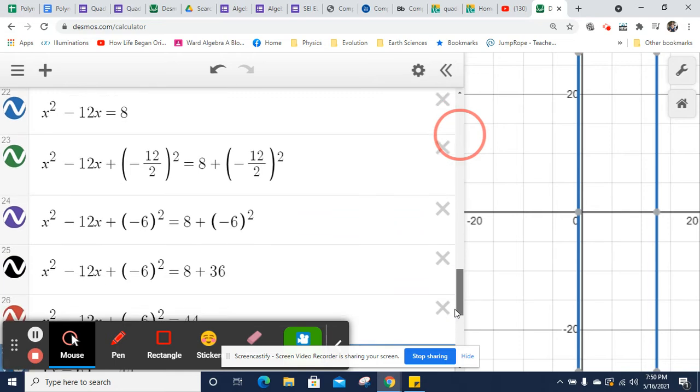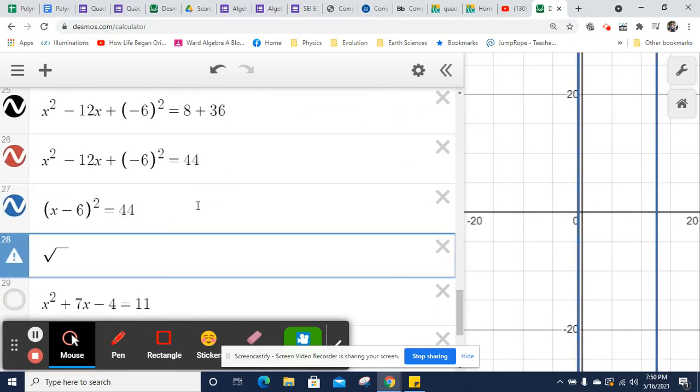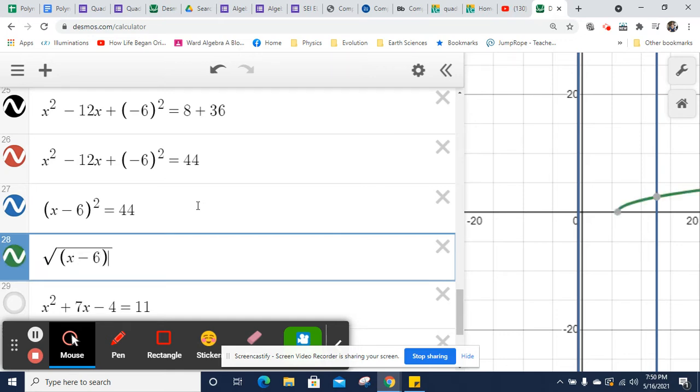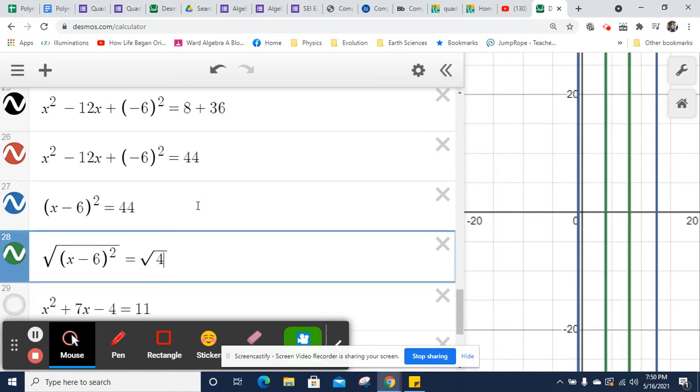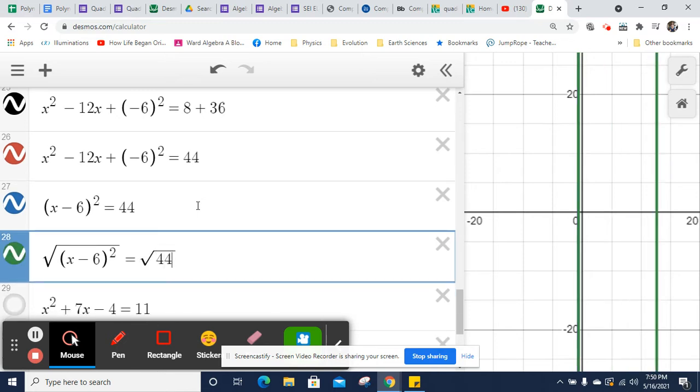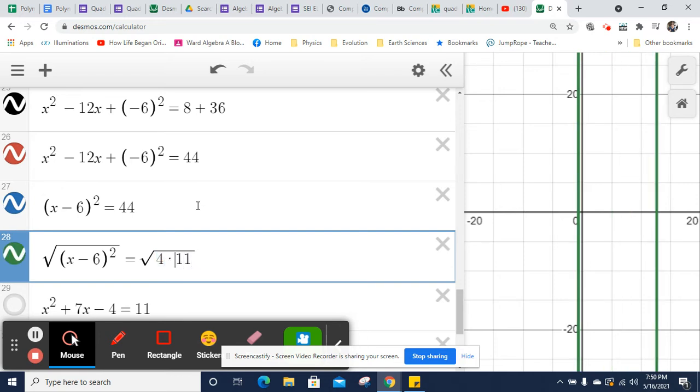Let's go back down there. So we get the square root of both sides. So the square root of x minus 6 squared equals the square root of 44. Now that's a plus and a minus, and there's a thing I'm going to recommend doing at this point. You might notice that 44 is 4 times 11, and we can actually pull this 4 out of the square root. The square root of 4 is 2 or negative 2, so I'm going to put that there.